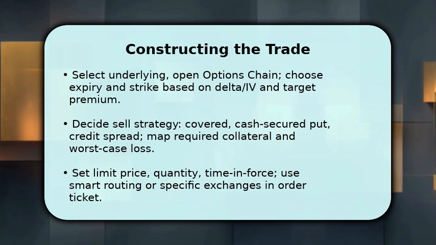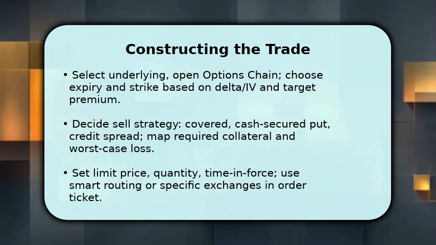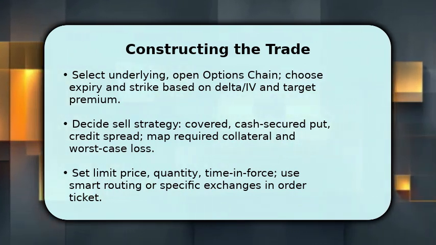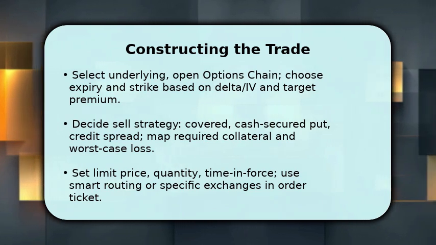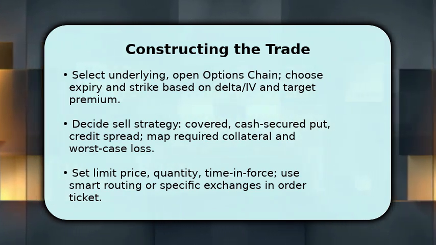Once decided, enter quantity and a limit price on the order ticket, set time in force, and choose smart routing. This preserves execution control while aiming for the premium you want.